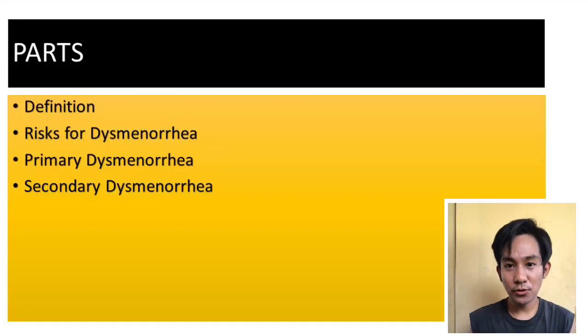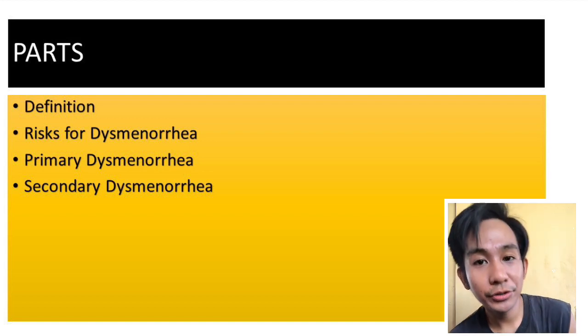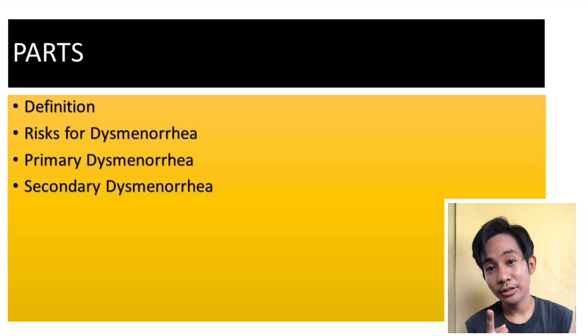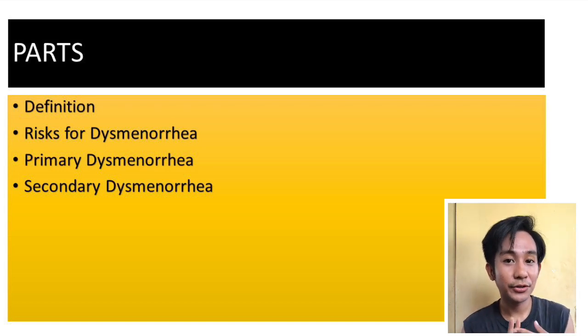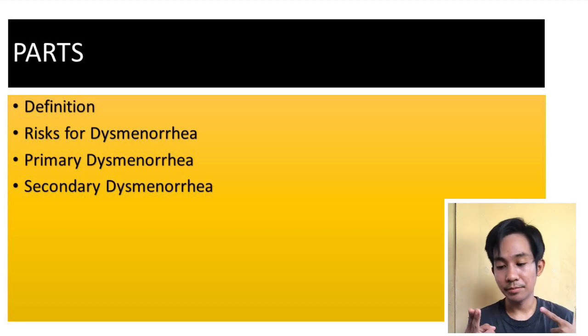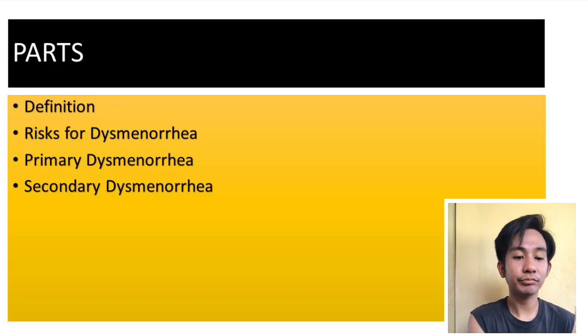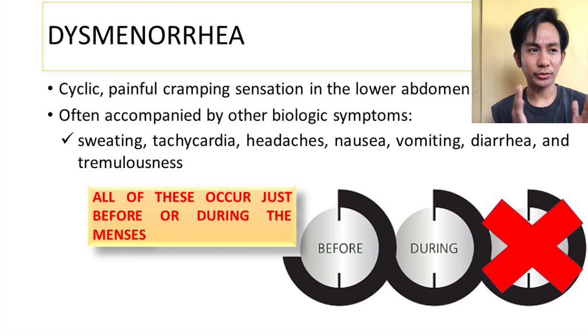The discussion is divided into four parts. The first part will be the definition, and then the clinical definition, then the risk factors for dysmenorrhea, whether these factors will increase or decrease your predisposition to dysmenorrhea. And then the two types or categories of dysmenorrhea, which are primary or secondary dysmenorrhea. Now, the question is, what is dysmenorrhea?